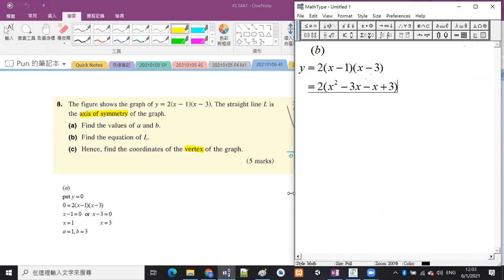So I first expand the brackets. x squared minus 3x minus x plus 3. So that is 2 times x squared minus 4x plus 3. That is 2x squared minus 8x plus 6. This is the ABC form. And then we are going to do the AHK form.